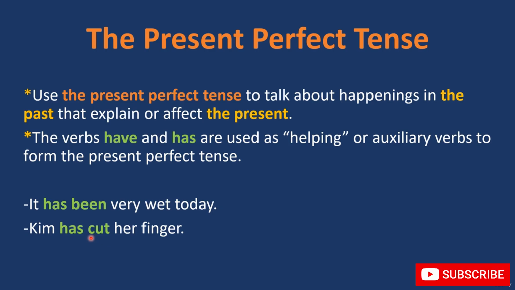So again we use the present perfect to express something that happened in the past and till now it has an effect. We use, as we see here, have or has plus the past participle, the third form or the third shape of the verb.